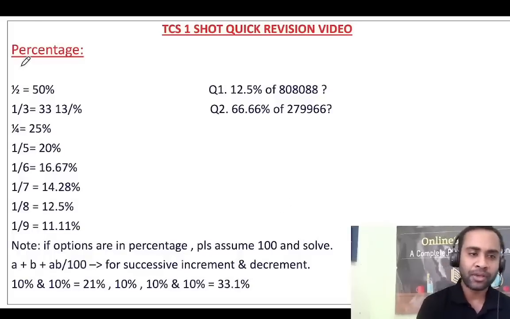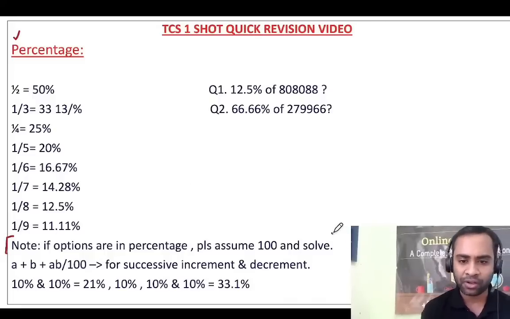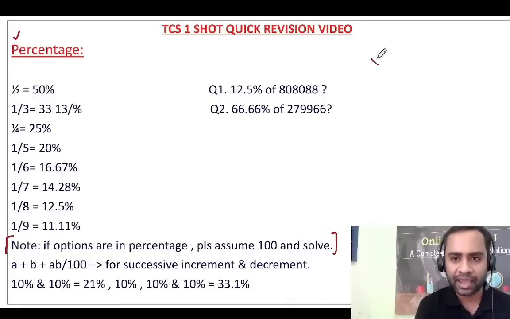Okay. Now, friends, the next topic is percentage. I am giving you the basic idea of the question. Now in percentage, one thing I have taught you: don't take x and solve.